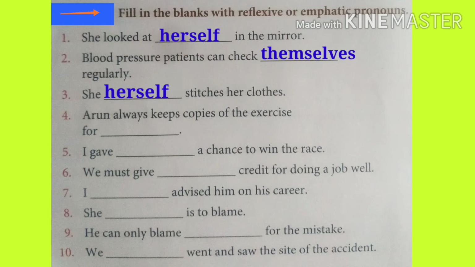Now look at the sentence number 4. Arun always keeps copies of the exercise for dash. So here which reflexive pronoun we will use? Himself, because Arun is a masculine gender. So we will use himself. So the answer here is himself. And rest of the 6 sentences you will do it yourselves and comment me the answers in the comment section.